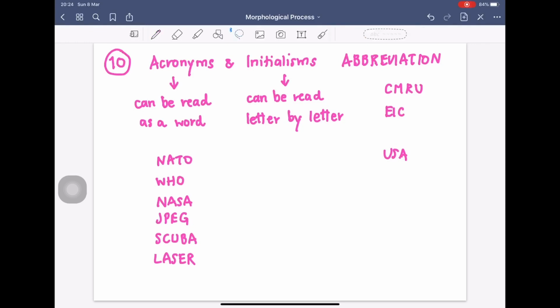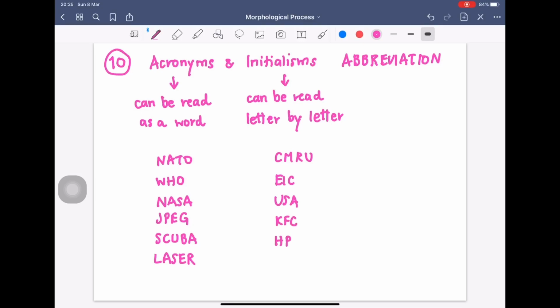And for CMRU, EAC, USA, we have to pronounce the letter by letter, right? Because we cannot say Sumru or EAC as I, like that, or USA like USA. No, we can't say that. Okay, so apart from CMRU, EAC or USA, we have KFC, we have HP, and we have HBO.